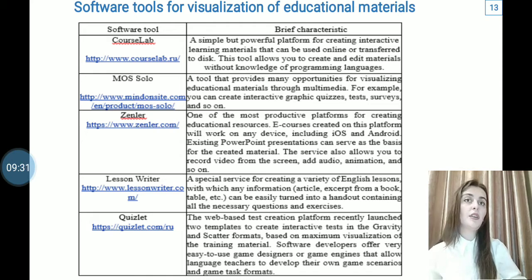As you can see from table 1, there are many software tools that have a fairly high didactic potential. However, as the analysis of the study of modern practice of teaching foreign languages has shown, software tools as well as other visualization tools are not used sufficiently to visualize educational information.